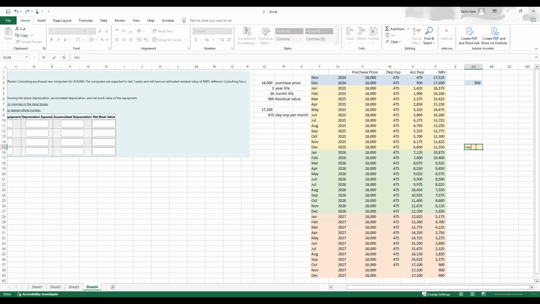I'm going to go equals the sum. I'm going to do a sum just so I don't have to manually add plus, plus, plus, plus. But you can do the sum formula and you can drag all that down. So basically, it's 12 times 475, right?